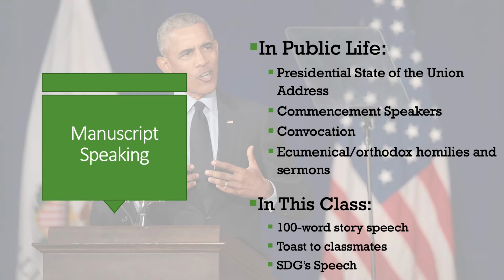Commencement speakers and convocation speakers have incredibly stringent time limits. They are often given exactly X minutes and X seconds that they are allowed to speak. Therefore, they need to know exactly what they're going to say in order to be able to say it effectively in the given time. In the same way, ecumenical and orthodox ministers are often deeply concerned about issues of particular theology, ways of thinking about their understanding of God, and therefore it's vitally important to them that every word is accurate. So we do see these types of public speaking in public life.